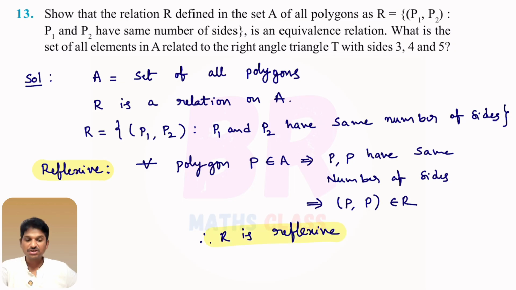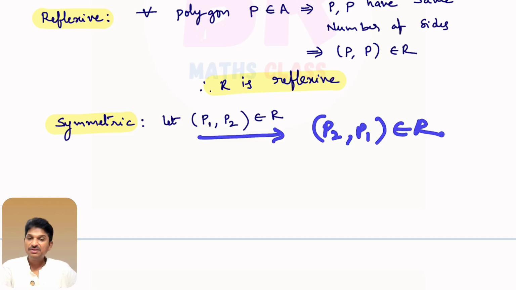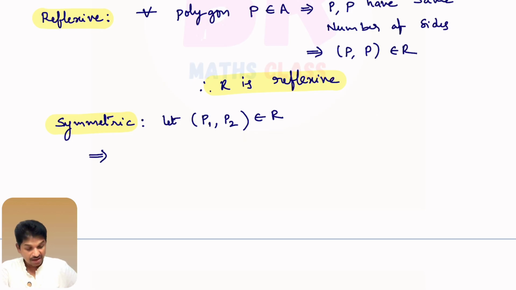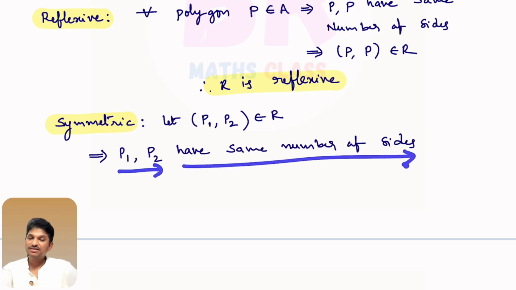Now, symmetric relation. Let (P1, P2) belong to the relation. Now, if you can prove that (P2, P1) also belongs to the relation, then we say this relation is symmetric. As I took (P1, P2) belongs to R, from this I can write that polygons P1 and P2 have the same number of sides. If polygons P1, P2 have the same number of sides, can I say that the polygons P2 and P1 also have the same number of sides? Obviously, these are the easiest things, no need to discuss much. P1, P2 have the same number of sides means P2, P1 also will have the same number of sides, right?